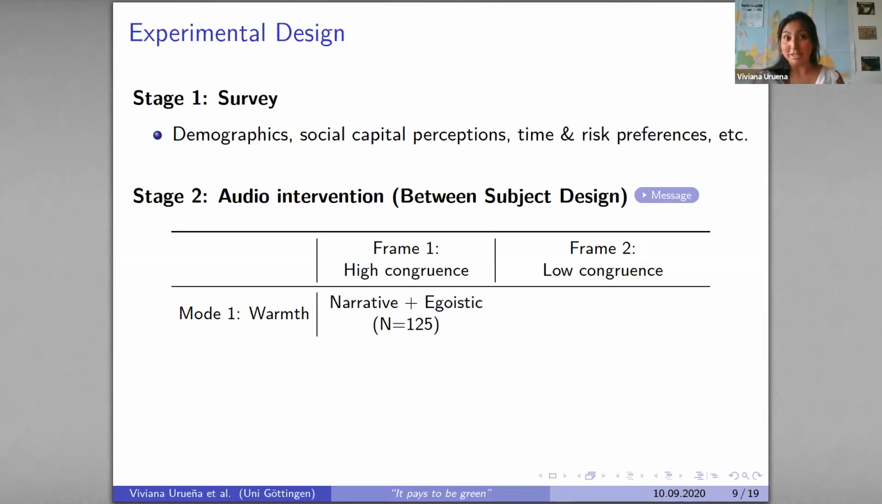And in the second stage comes our intervention, in which the participants could listen to a 1-minute audio. So they could listen to 1 out of 5. We have 5 different messages, but they will listen to only 1. In the first treatment, they will listen to this narrative, this story, in which we make salient these egoistic values. So what is the story about?